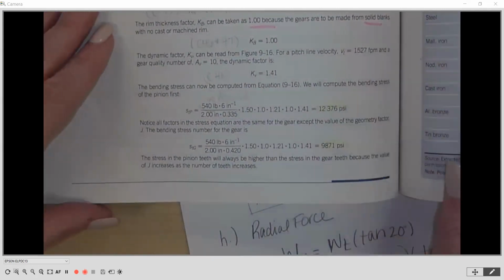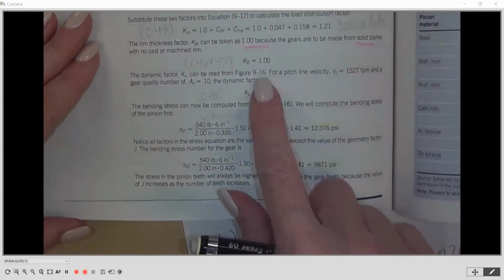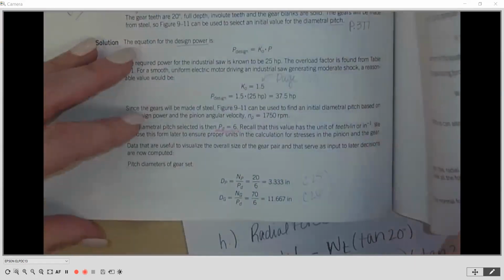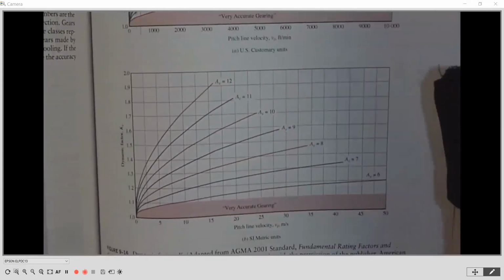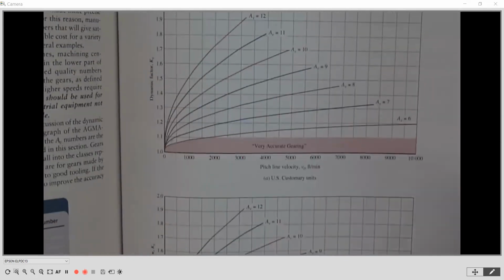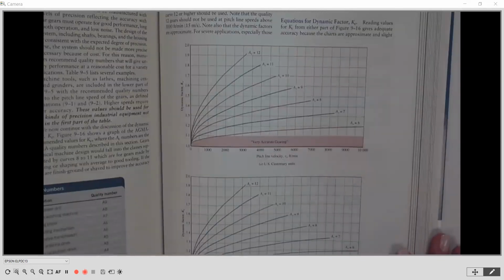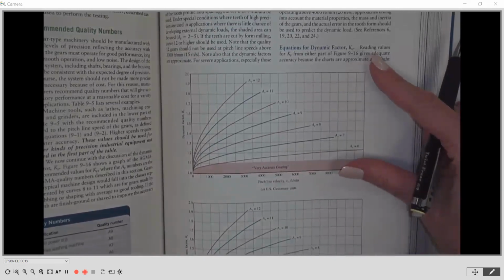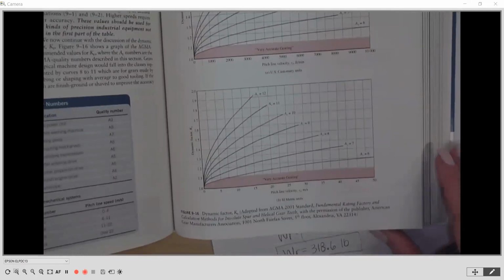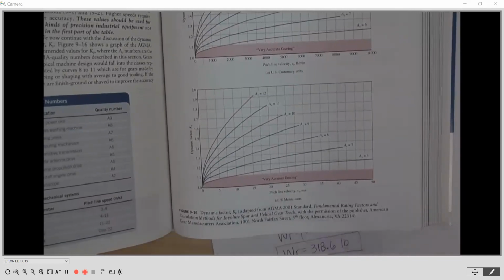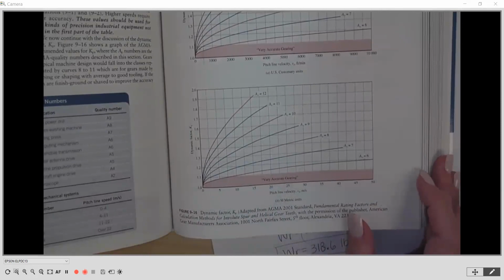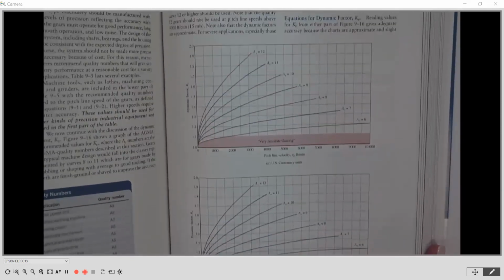I don't have the page number. I was trying to put the page numbers down. So we're going to go to figure 9-16, and that is going to be on page 383. And you'll notice there are 2 charts here. The top chart is in English units, feet per minute, and the bottom one is in meters per second, so in metric units. So we're going to go to the top here.